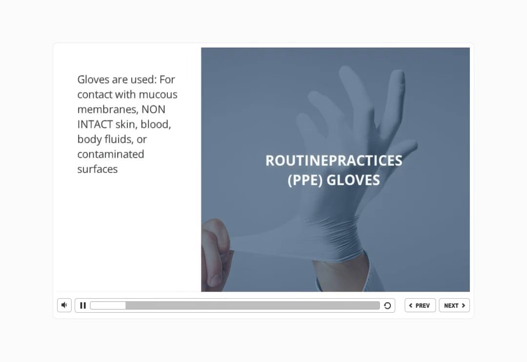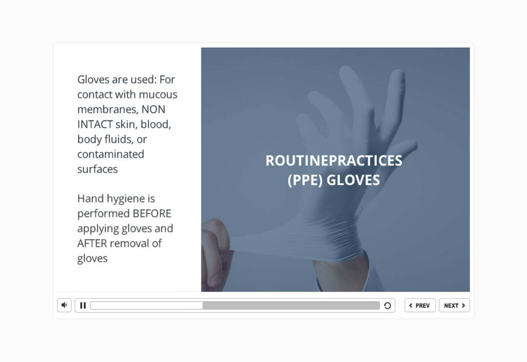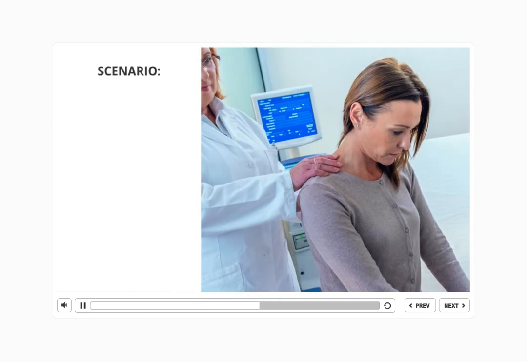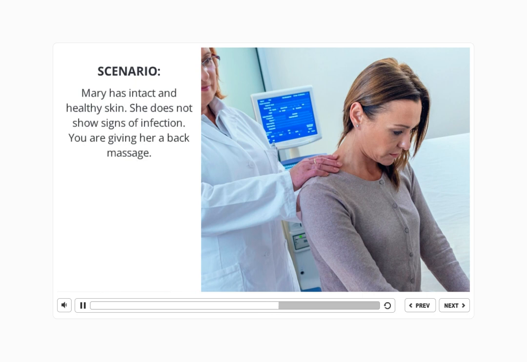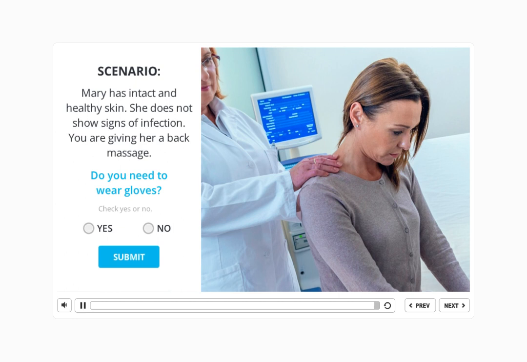Gloves are used for contact with mucous membranes, non-intact skin, blood, body fluids, or contaminated surfaces. Hand hygiene is performed before applying gloves and after removal of gloves. Scenario: Mary has intact and healthy skin. She does not show signs of infection. You are giving her a back massage. Do you need to wear gloves? Check yes or no.